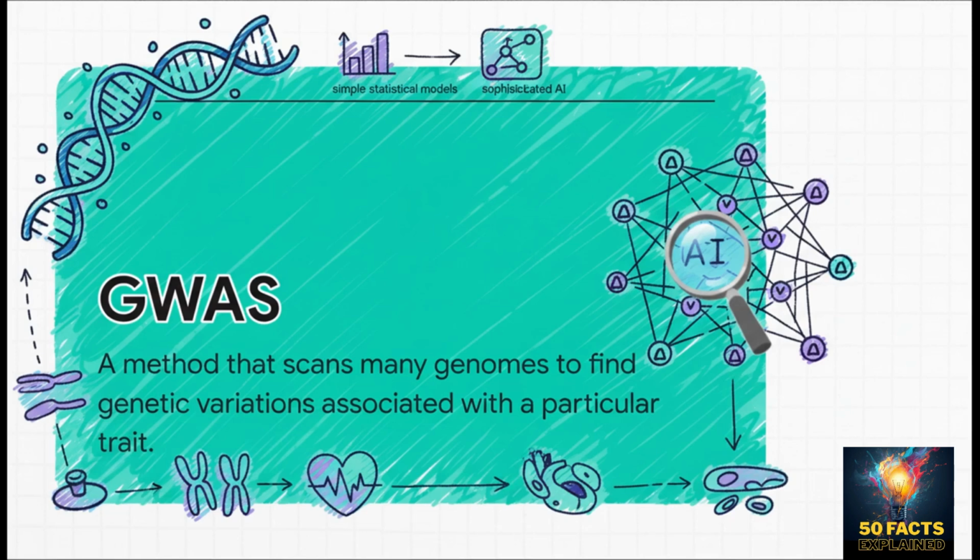And for a long time, the go-to tool for this hunt has been something called a genome-wide association study, or GWAS for short. The best way to think about it is like a huge systematic search. You're scanning the DNA from thousands, sometimes millions of people, and you're checking all these genetic addresses one by one to see if any specific variations show up more often in people who have the disease you're interested in.